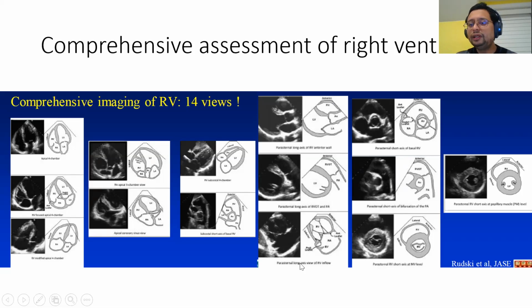Now, this is an RV inflow view, okay? In RV inflow view, if let's say you don't see left ventricle here, you only see the wall of the right ventricle, so that is the inferior wall of the right ventricle.